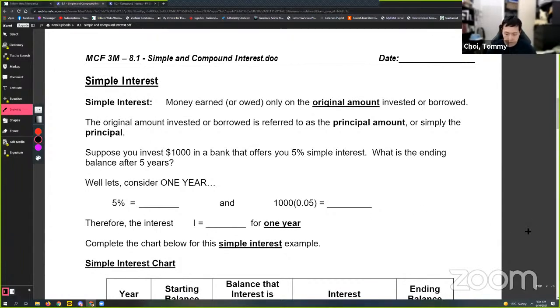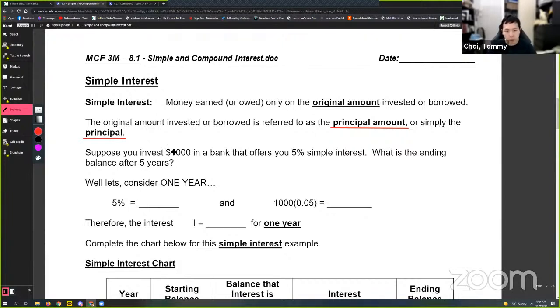So this is simple interest. And so the original amount invested or borrowed is referred to as the principal amount. This is important here. Okay? Or we call it the principal. So our starting value is called the principal, and I'm going to be calling it the principal from this point onwards. So I'll ask you, what is the principal? What is your starting value? That's what I'm asking for.